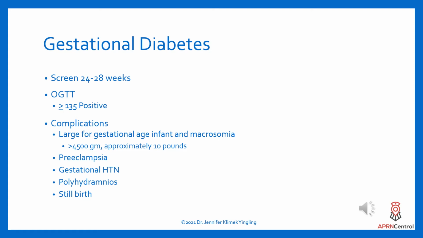They can have a large baby, a 10-pound baby. Nobody wants to push out a 10-pound baby. That's like a watermelon, okay? You need to stop it. So you want to make sure you stay on these sugars with these women. Preeclampsia, gestational hypertension. These patients can have polyhydramnios and then stillbirth. So it's important we pay attention to gestational diabetes and be vigilant for it for pregnant women.